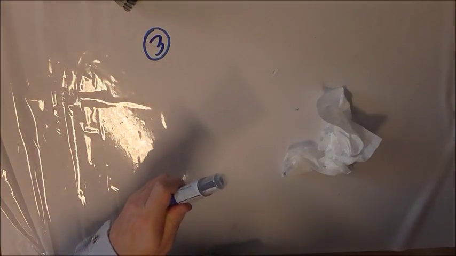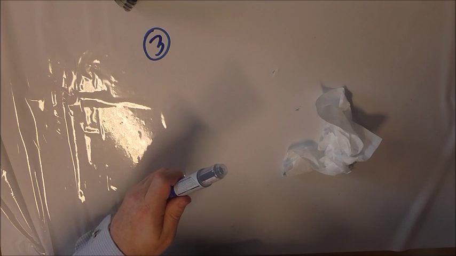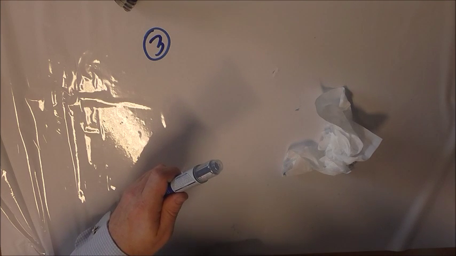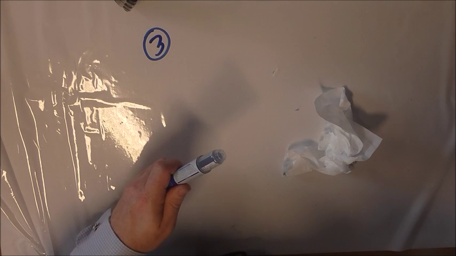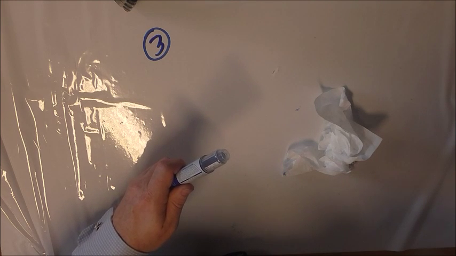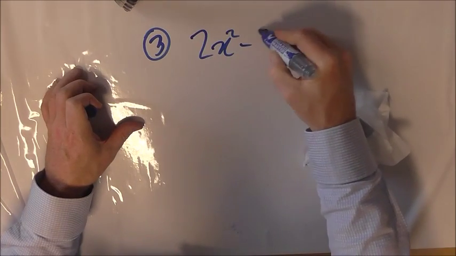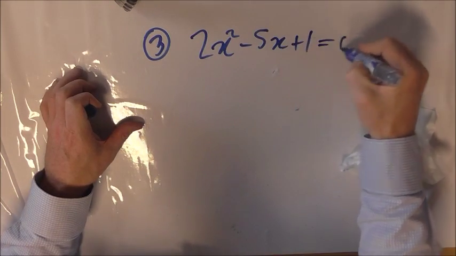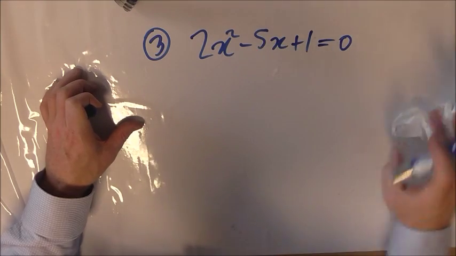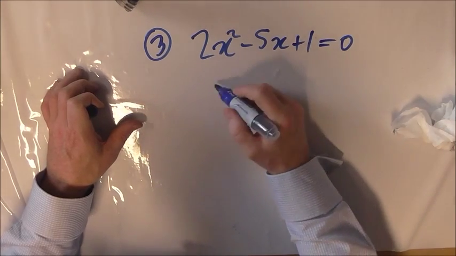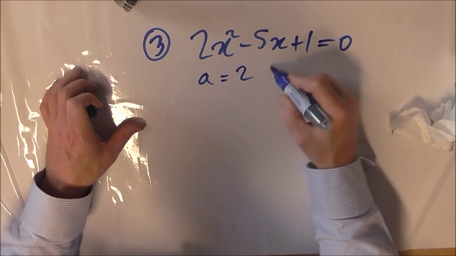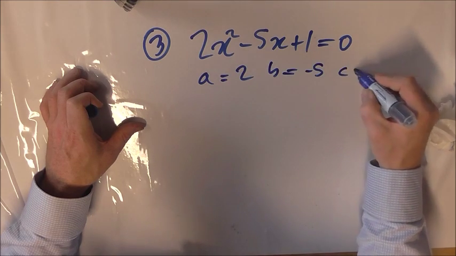Question number 3. So that's a quadratic equation. It's equal to 0. Just type it. So a equals 2, b equals negative 5, and c equals 1.